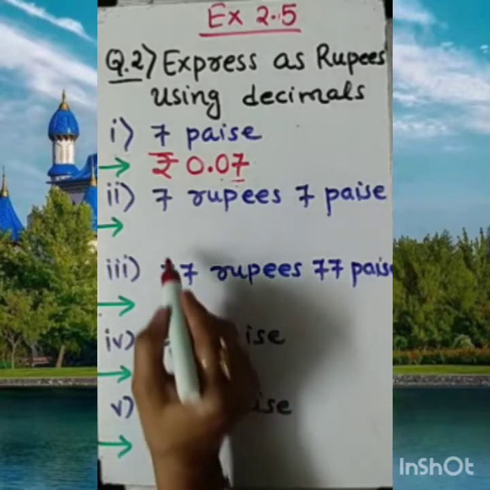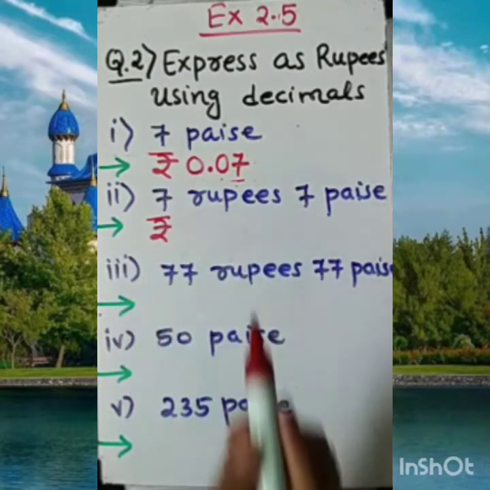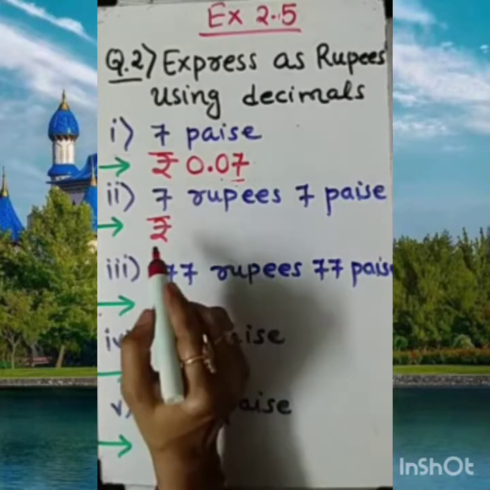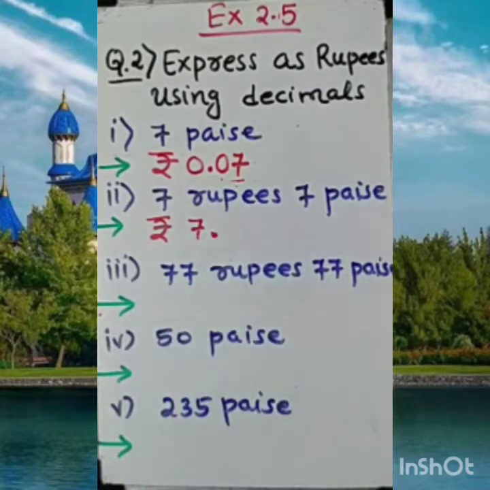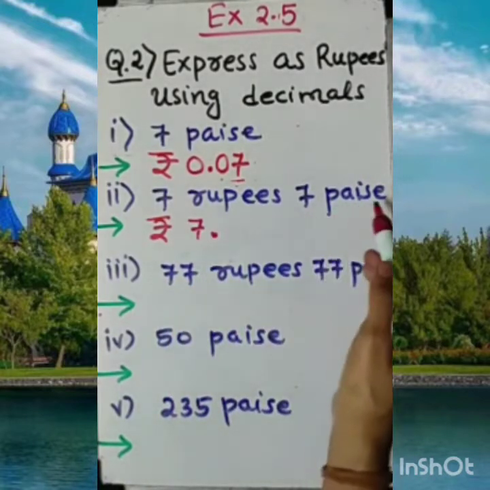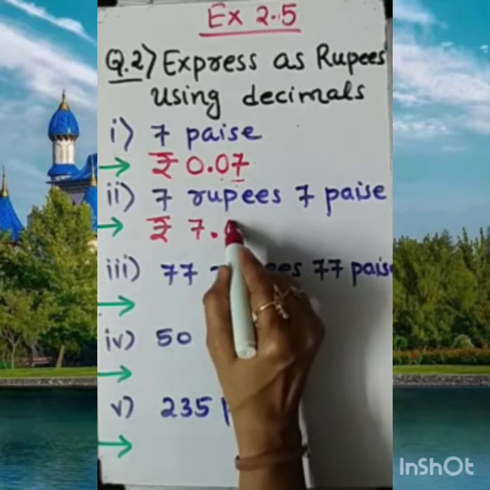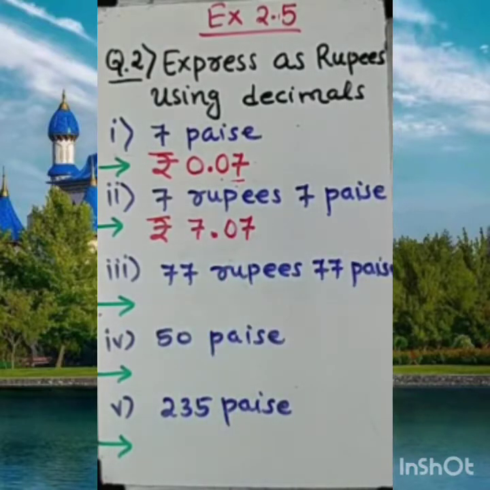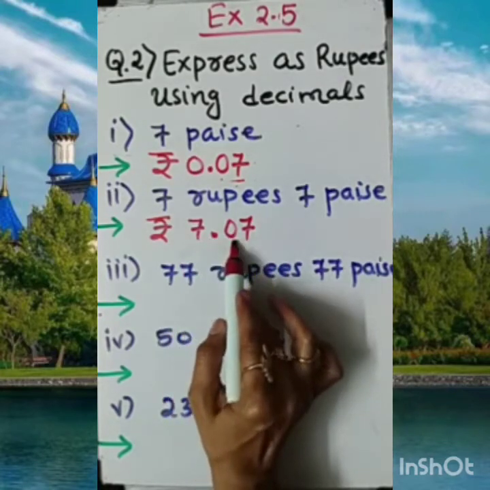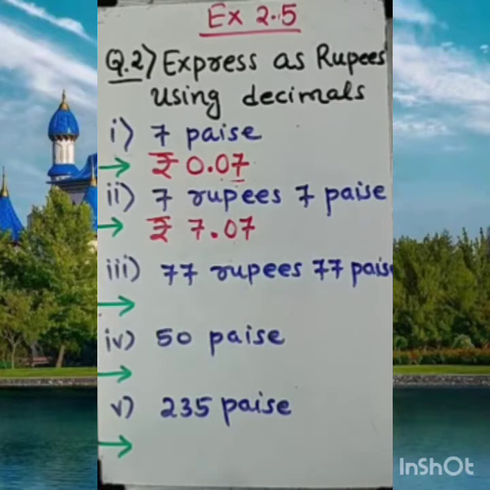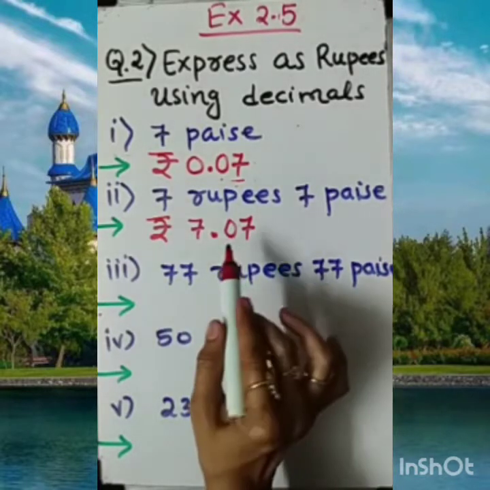0.07. Next, we are given 7 rupees 7 paisa. As we know, we need to write the rupees sign, integer part 7. So 7 rupees and 7 paisa. 7 paisa means again 07. If by mistake you write 7.7, then it will be wrong. It will be considered as 7.70. Right? 7.70 will be considered, meaning 70 paisa will be considered. So don't make this mistake. This is a very important step.